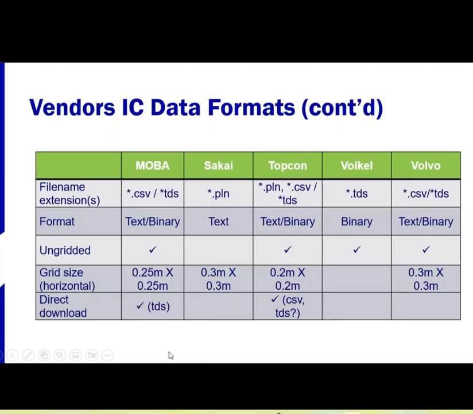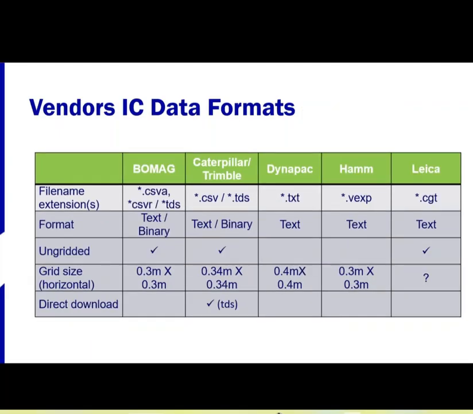There's another set of vendors. In this case, MOBA, Topcon, Volker, and Volvo all have the option to provide ungraded data. And MOBA and Topcon provide the option for direct download. We're currently working with other vendors to make the data downloadable directly from the cloud as we speak. One of them is Hamm. We're working with Hamm to make the data directly downloadable from the cloud, probably in the remainder of the year.